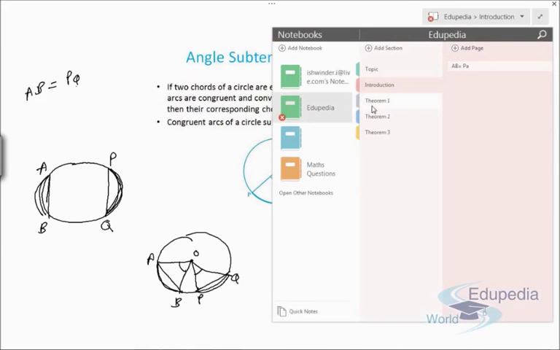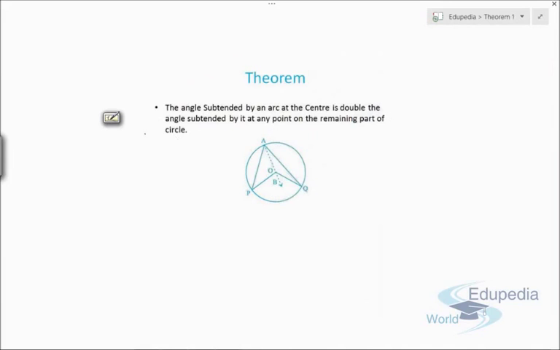Now let's discuss theorem number 1. The theorem says that the angle subtended by an arc at the center is double the angle subtended by it at any point on the remaining part of a circle. Means if this is an angle subtended by an arc at the center, it should be twice this angle. So let's see how we can prove this theorem.